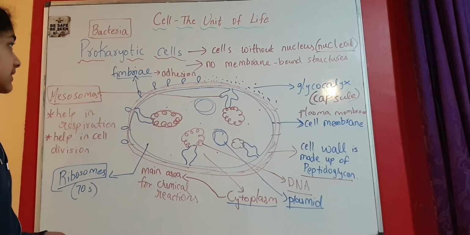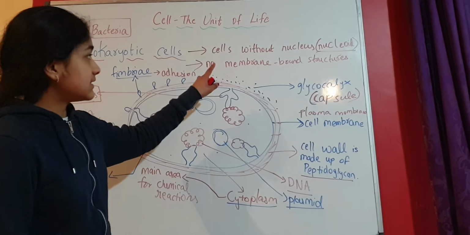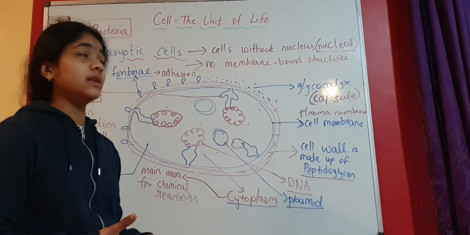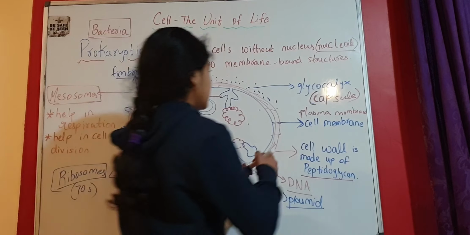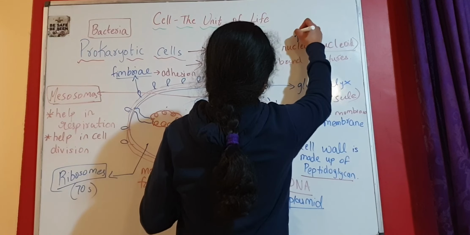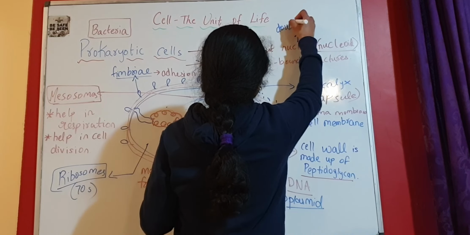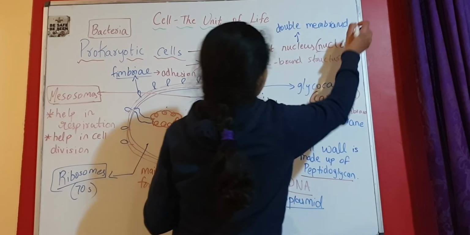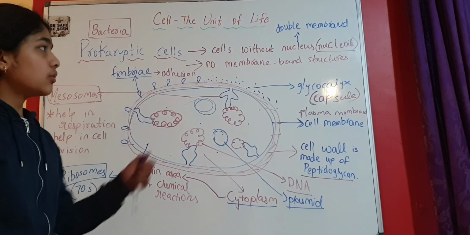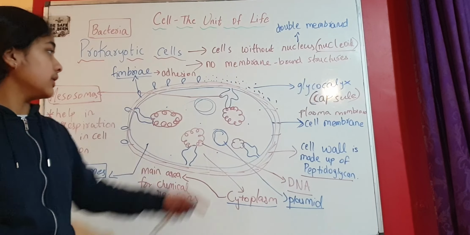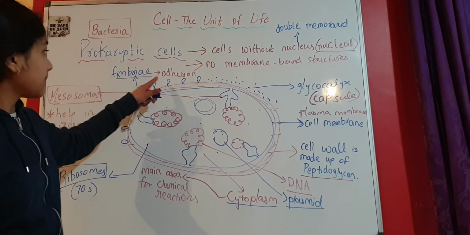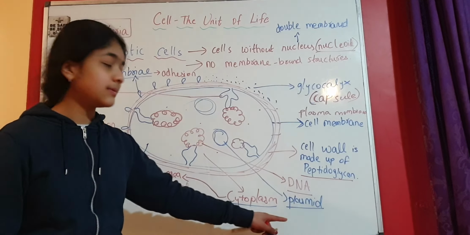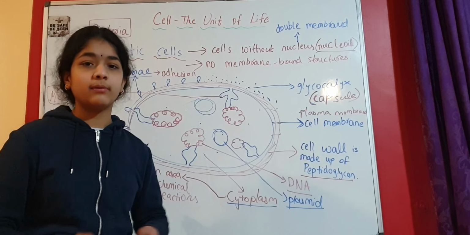Again, what are prokaryotic cells? Prokaryotic cells are the cells without a nucleus. That means they don't have the main organelle, that is the nucleus. Just some more information: the nucleus is double membrane. That means it has two membranes. And that thing is called the nucleoid. And fimbriae, we have adhesion, and mesosomes, ribosomes, and cytoplasm, there is the plasmid, and the cell wall is made up of peptidoglycan.